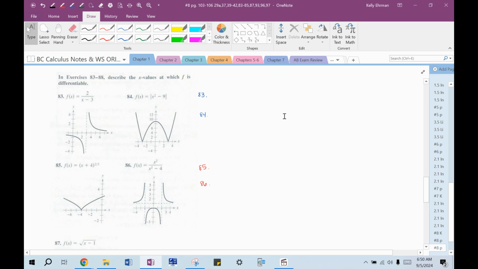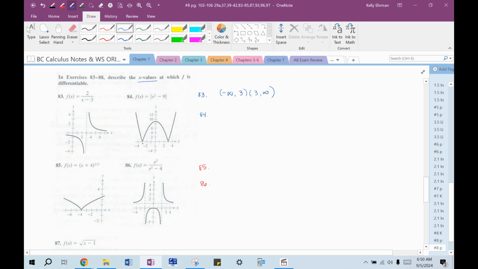Describe the x values at which f is differentiable. So I'm going to start with where it's not differentiable. There's a discontinuity at x equals 3 right here. So this graph is not differentiable there. But otherwise, it's differentiable from -infinity up to 3, and then from 3 to infinity.